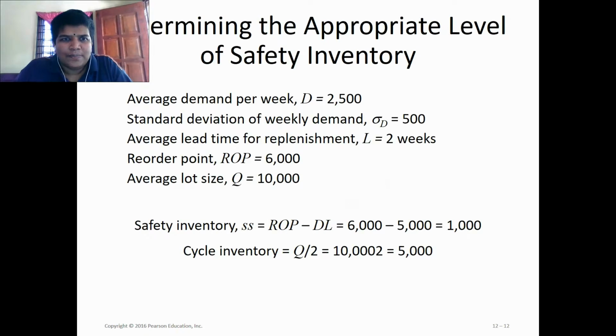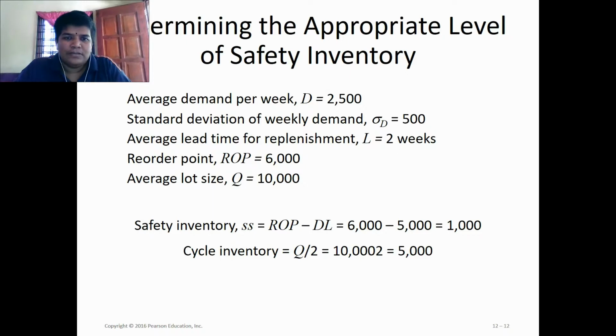Here is a simple calculation for you to understand. Your average demand per week is 2500 units. The standard deviation of weekly demand is 500. The average lead time for replenishment is 2 weeks.